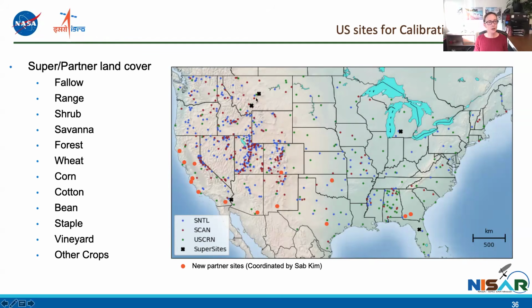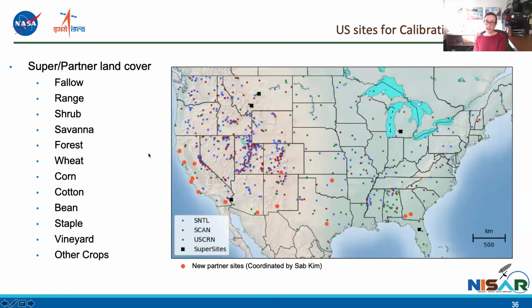The black X's here are the super sites that were initially funded, and all of the orange dots here are new partner sites that Seung-bum Kim at JPL has worked with, putting a huge amount of effort into bringing people together and convincing them to send data to JPL. And so JPL paid for some of these sensors that they're going to be using in the field. And all of that data will also be free and open.